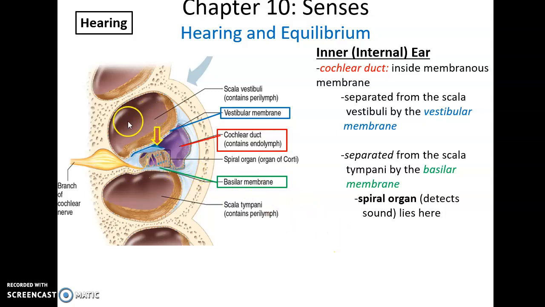And so what happens is those pressure waves in the fluid will push through the vestibular membrane, causing pressure in the fluid of the cochlear duct, and then that would collide with the spiral organ, and the spiral organ is then where we would detect the sensation and interpret it as sound and hearing.